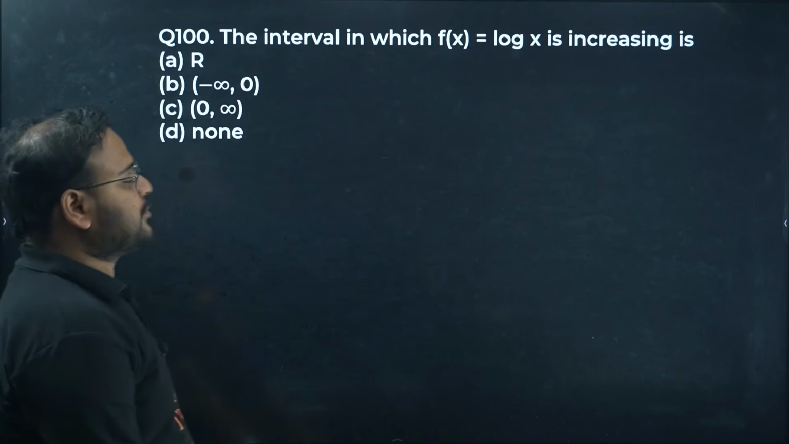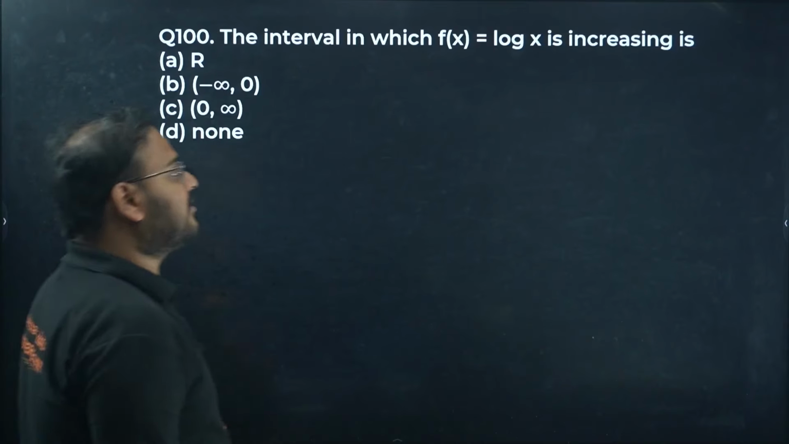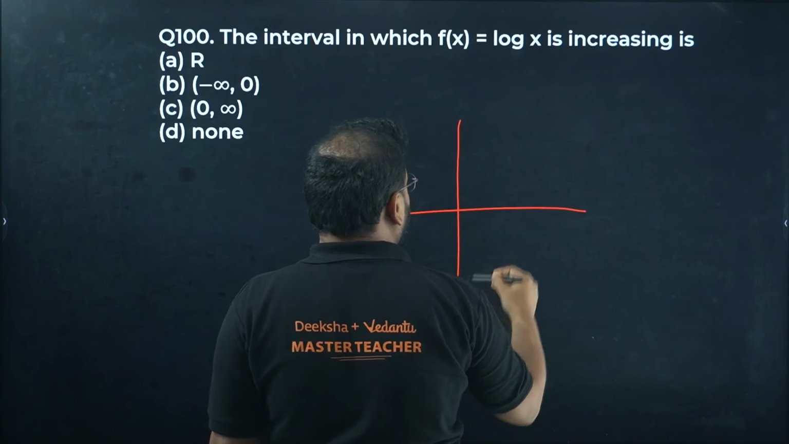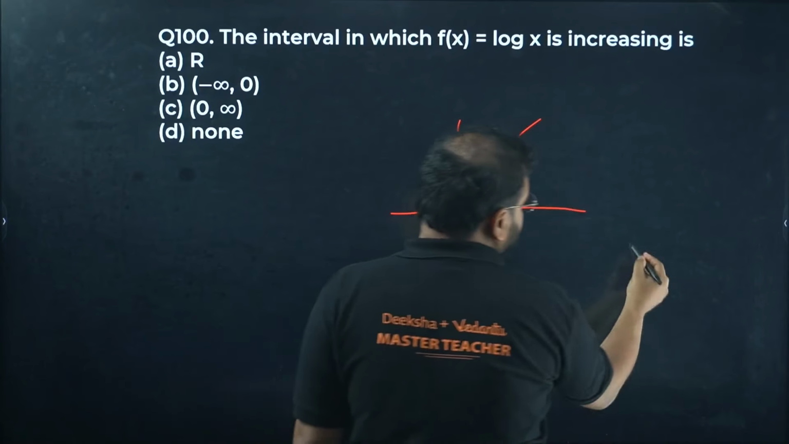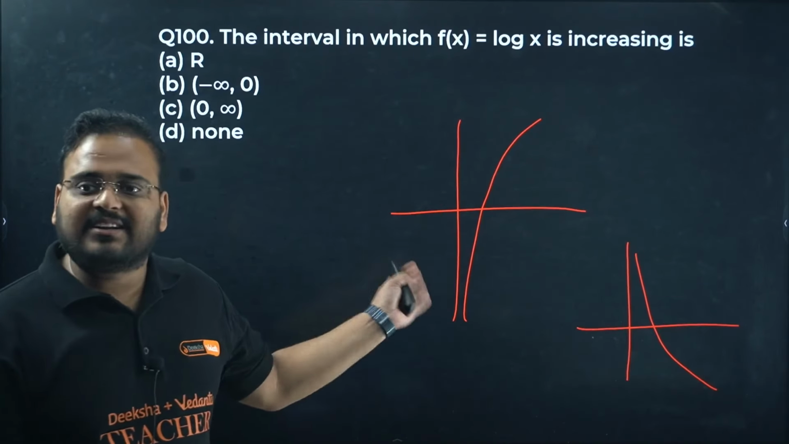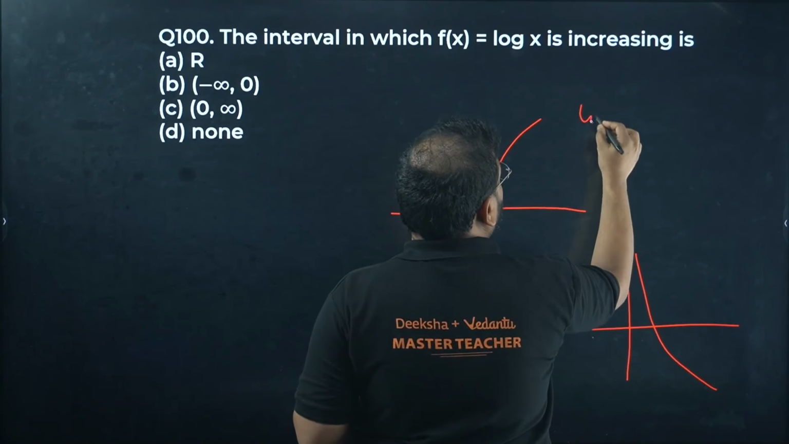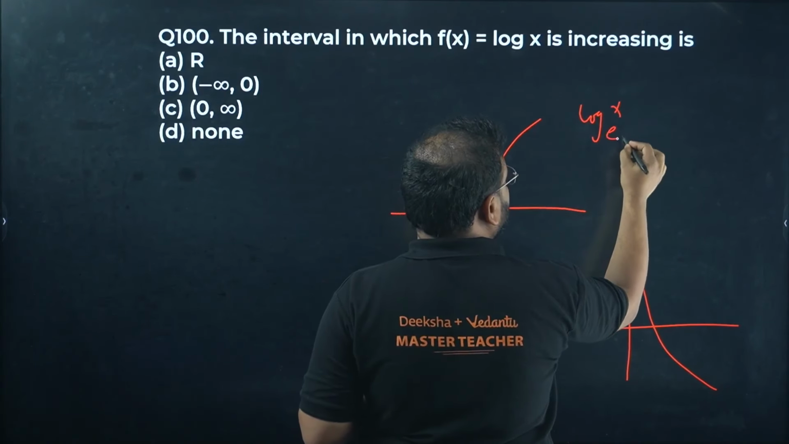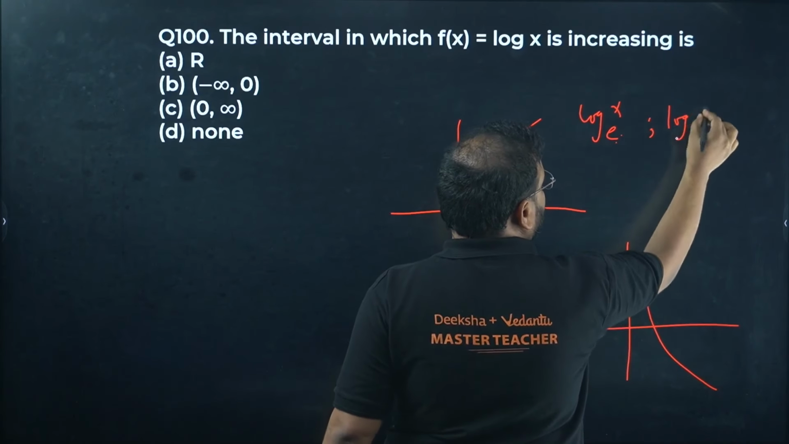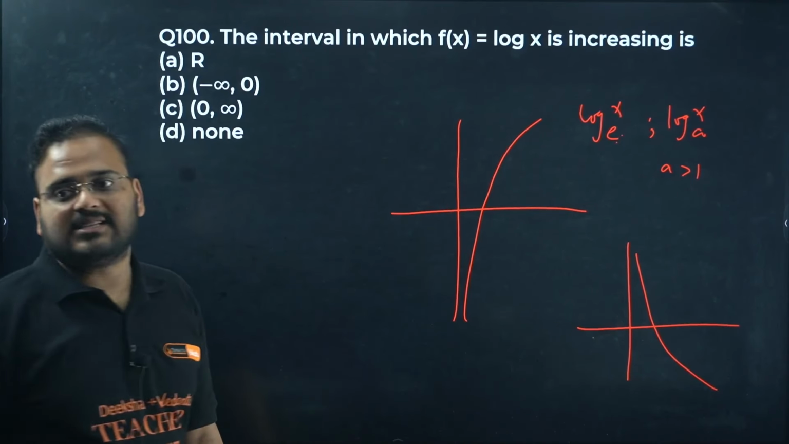Next, question number 100. The interval in which f of x is log x is increasing. If you want to solve it, you can solve. Otherwise, look at this. Log x, this is the curve. But this can be either decreasing or increasing. If you're talking about increasing, it's assumed that the log of x is with the base e, or if it is log with the base a, then a is more than 1.